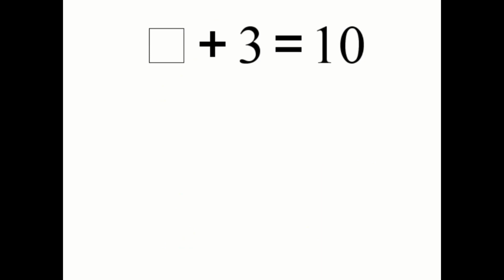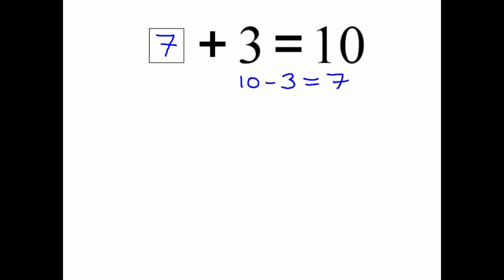Okay, on the screen you can see box plus 3 is equal to 10. Now I'm pretty sure you can all tell me that what is in that box is 7. But how have you actually worked that out? Well, without even thinking about it, in your head you have done 10 minus 3 to give you that answer of 7. So unwittingly, without knowing, you have actually done 10 take away 3 in your head.